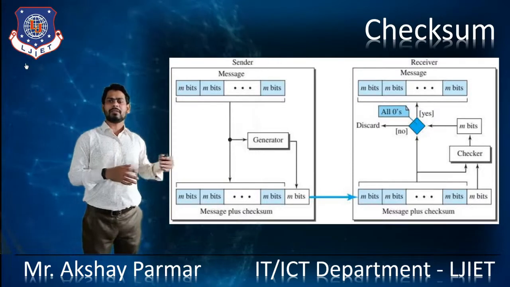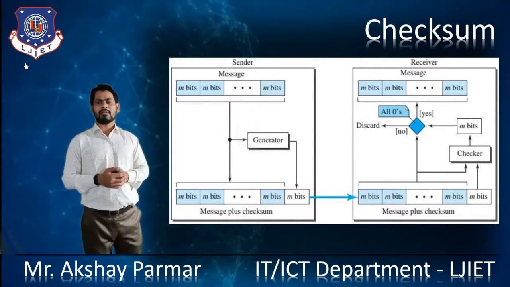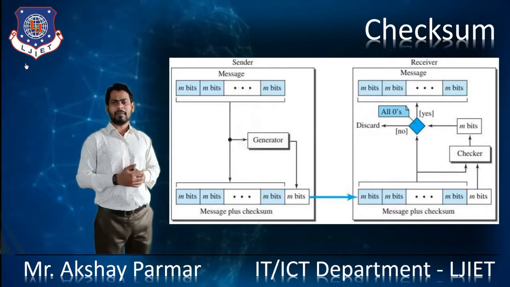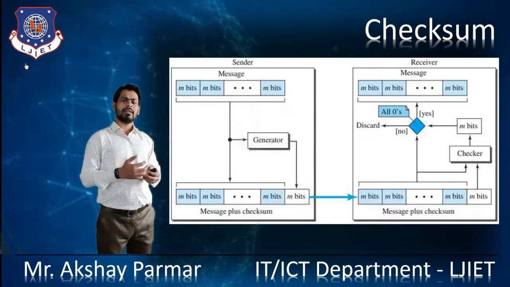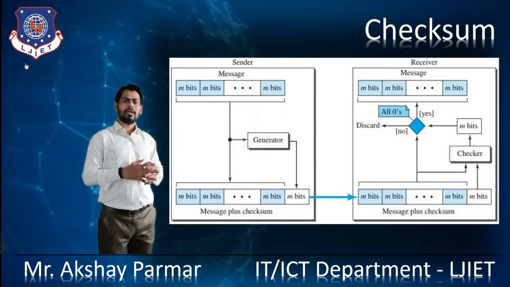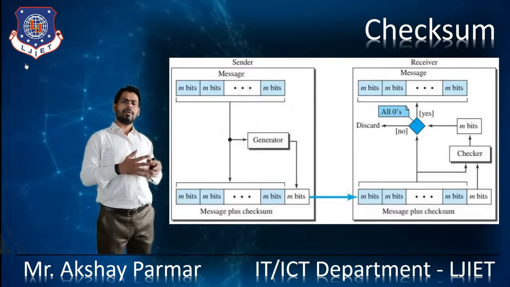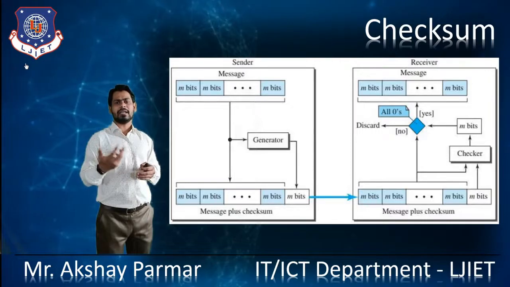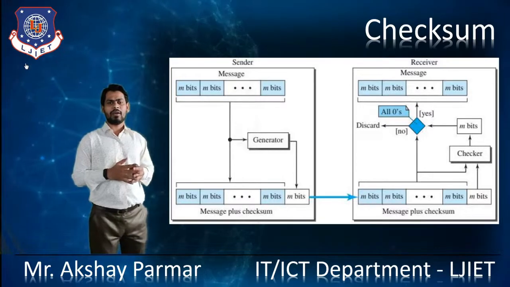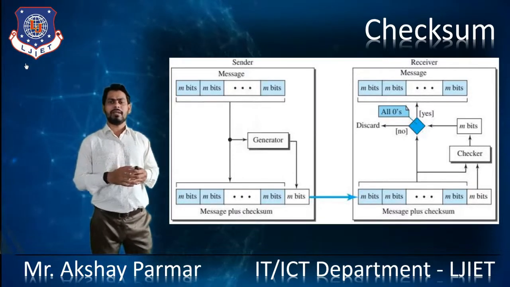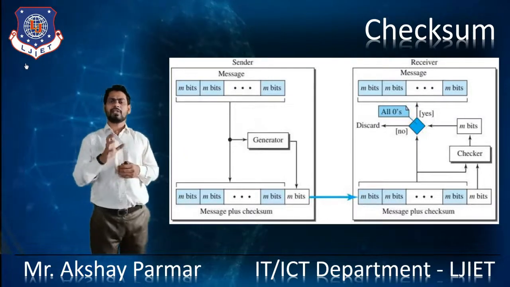The message plus checksum is sent to the receiver by the transmission media. If an error occurs during transmission, it can vary the checksum and the data. At the receiver end, the whole data plus checksum is received and given to the checker, which checks the m bits. If all bits are 0, we can say that no error occurred during the transmission, so we simply discard the checksum from the received data and get the actual data.